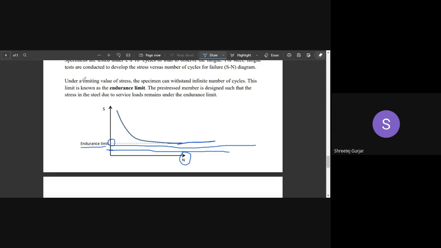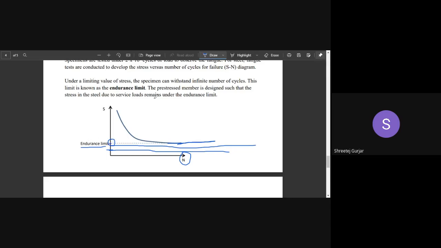So endurance limit is the limiting value of stress under which the specimen can withstand an infinite number of cycles, right? It will have an infinite number of cycles, it will never fail. So this is called your endurance limit, or the corresponding stress value is called your endurance limit.